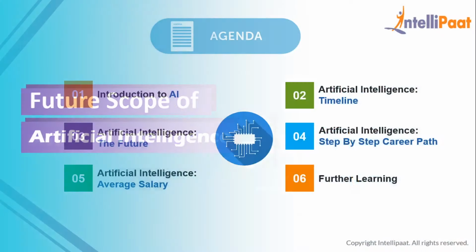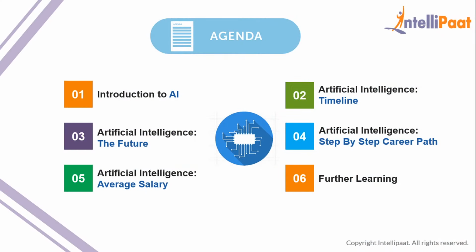On that note, let's take a quick glance at today's agenda. We'll begin by taking a quick introduction to artificial intelligence, and after that we can understand the timeline of how artificial intelligence came into the picture and where we are right now. After this we can of course discuss the future of AI, followed by a step-by-step career path which will help you become artificial intelligence developers. After that we'll have a discussion on the artificial intelligence developers salary, and at the end of it I'm going to guide you on your quickest paths to become AI developers.